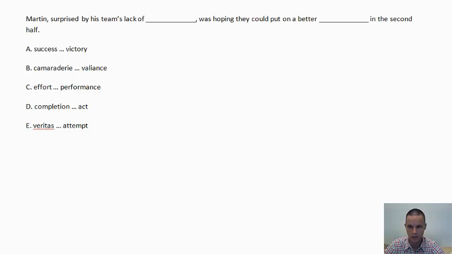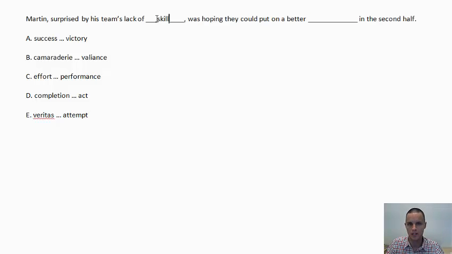So, Martin is on this team, they're in a game, he's surprised by his team's lack of something and he's hoping for something else. And so we can see that the first blank could probably mean something like maybe skill or something like that. It could also mean a lot of things. It could mean something like effort, teamwork, sportsmanship, any sort of thing that we would value in a game. Now, it's not super important that we have the perfect word here. The goal of this is just to get an idea of how it's going to function in the sentence.